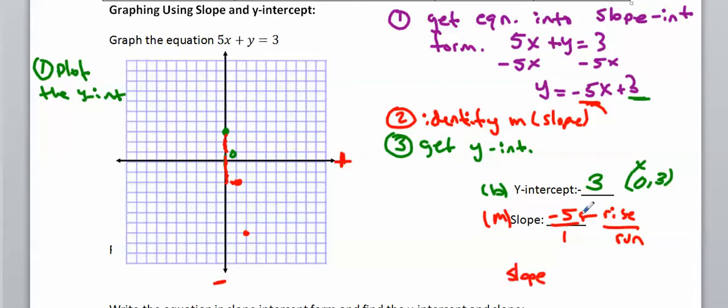Another option for my slope is I can multiply both the top and the bottom by negative 1, and it will be the same slope, right? So I could also have positive 5 over negative 1. Okay, so you could also have gone up 5, 1, 2, 3, 4, 5, and to the left 1, and made a point. Right, so once you've got all your points, they should be lined up, and you just draw in your line.